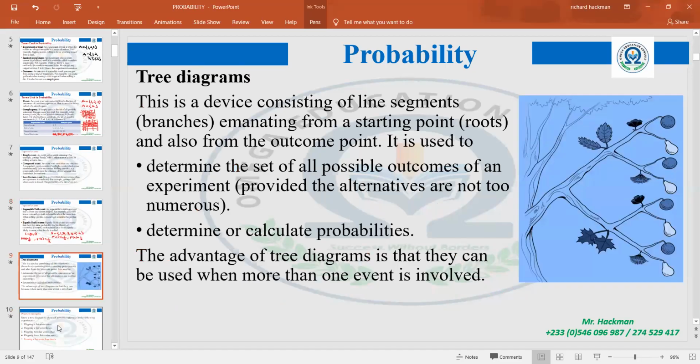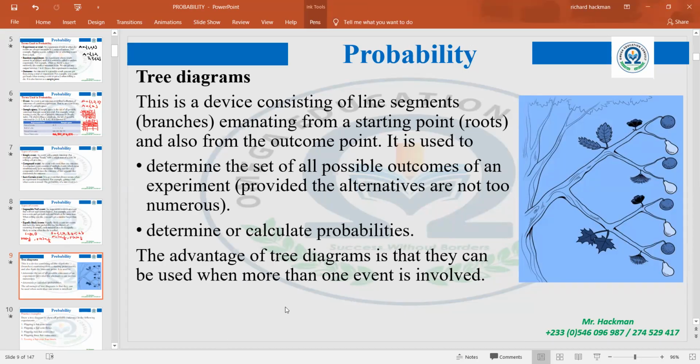So if you don't have any question, let's go and look at the tree diagrams. Quickly, let's look at what we have there. Anyway, if I may ask, is this new to you? Is this the first time you are hearing of tree diagrams? Yes? Okay, all right, then it means I need to talk a little more.